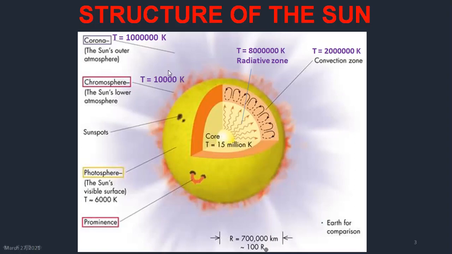The outermost part of the sun is called the corona, with a temperature of about 10 lakh Kelvin. It spans up to millions of kilometers in space. The corona can be observed in radio, extreme ultraviolet, and X-ray range.